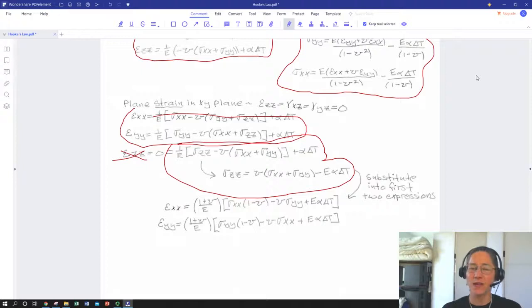So we'll see you again to take a look at how this works as we vary our direction within a given material with these applied stresses.